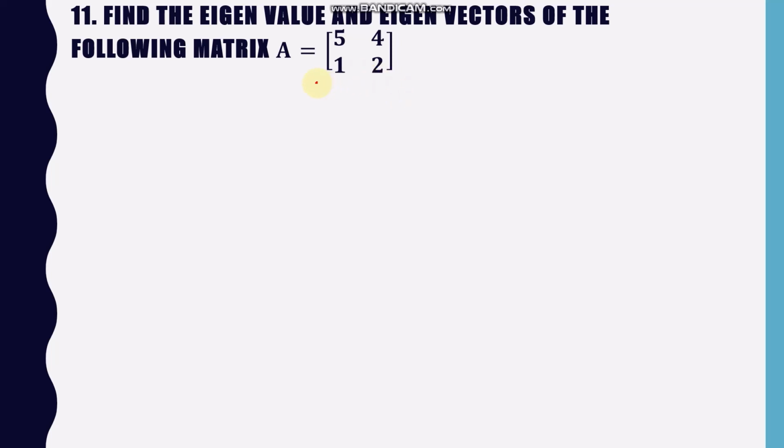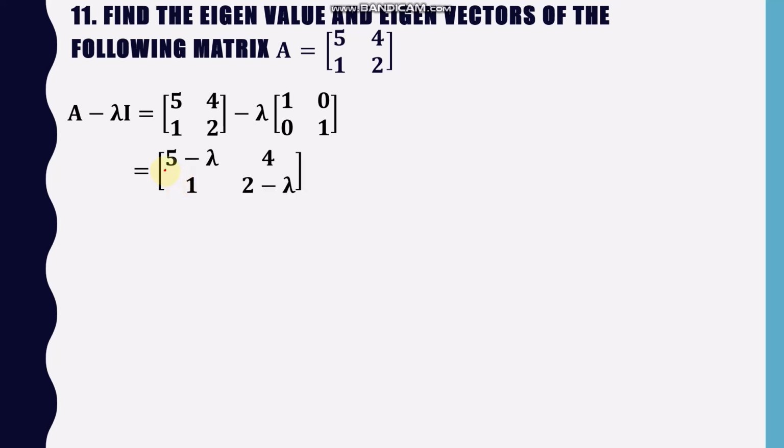So to find out the eigenvalue, what we have to do? We have to put the determinant of A minus lambda I equal to 0. So let's just find the matrix A minus lambda I. I is the identity matrix of order 2. So this matrix comes out to be equal to 5 minus lambda, 4, 1, 2 minus lambda. We will put the determinant of this matrix equal to 0.